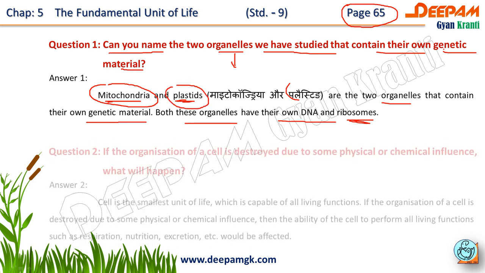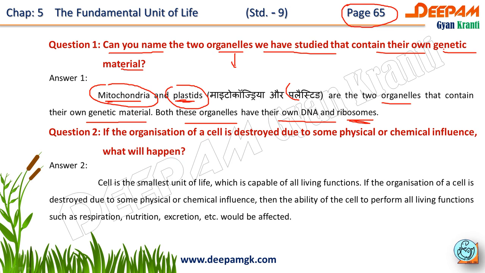The next question on page number 65 asks: if the organization of a cell is destroyed due to some physical and chemical influences, what will happen?